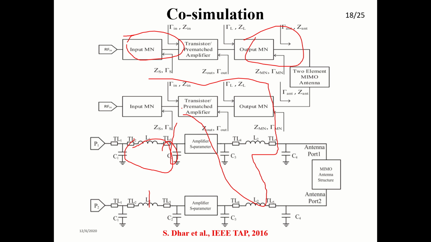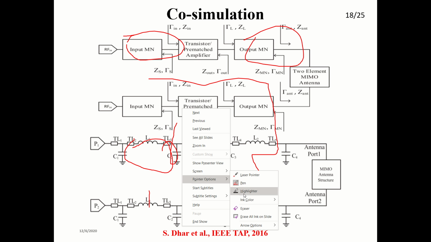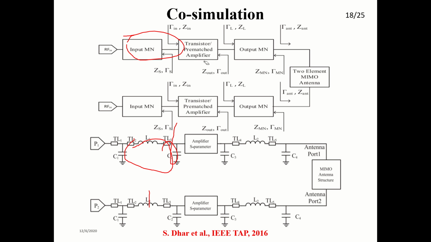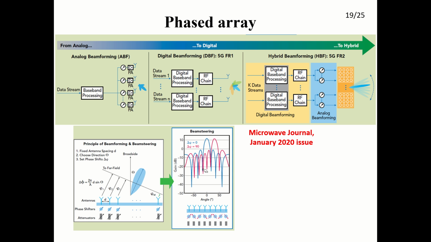For example, here you can see the integrated design. Several components are there along with the amplifier: S parameters, matching network, antenna port, MIMO, transmitter chain, receiver chain. You can see the transmitter input matching network, output matching network, and transmitter amplifier, and how it will look. We have talked about this in a previous presentation.